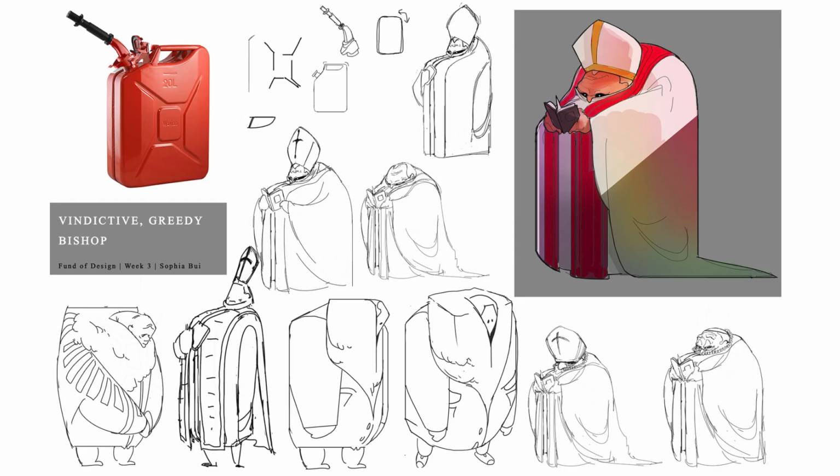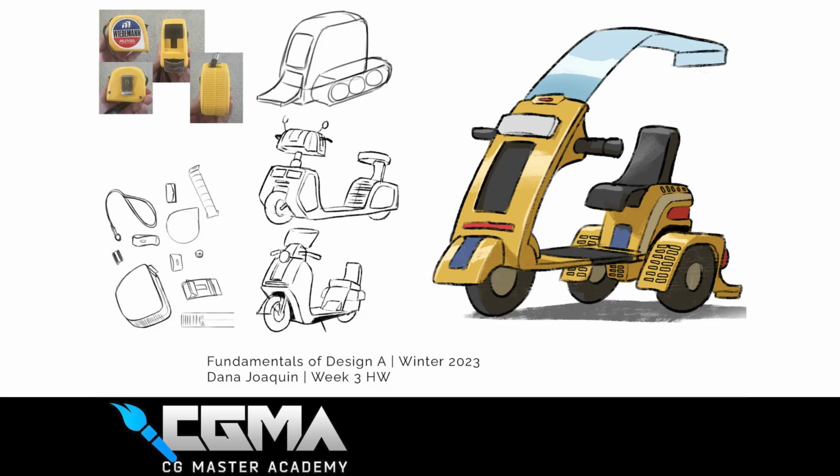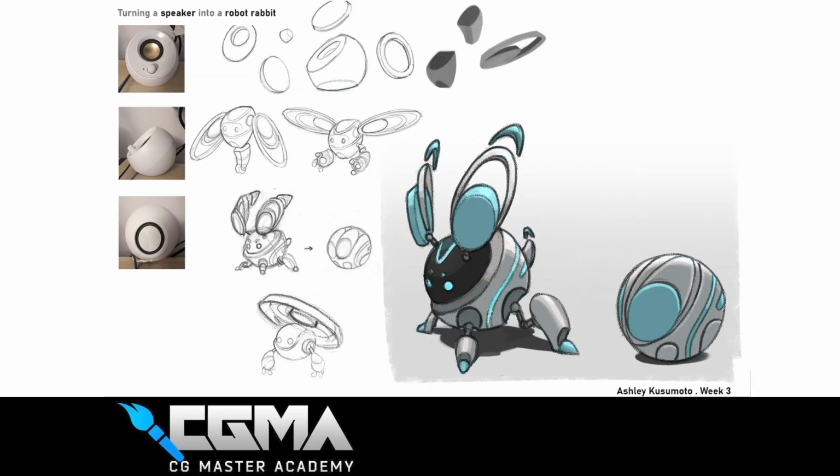Here we've got this fun little vindictive bishop inspired by the shape and silhouette of a gas canister. These shape explorations are so fun, but of course primarily it is a character. Here we've got a little scooter type vehicle styled after a tape measure, and here we've got a little robot rabbit based on a speaker.